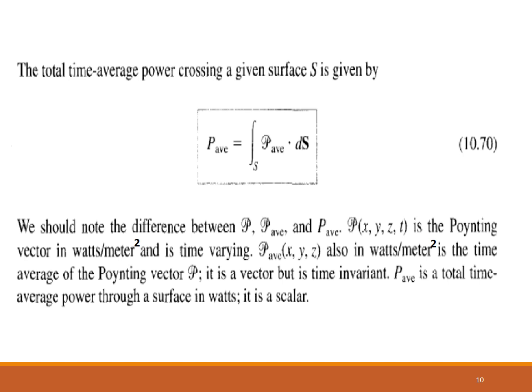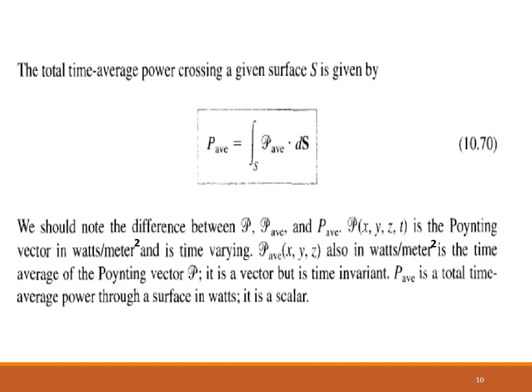P in italics of x, y, z, t is the one that we derived using the E cross H expression. That gives you the Poynting vector. It is the instantaneous Poynting vector. The unit is watts per meter square and it is time varying. The next, P average, we obtained by integrating 1 by T, integral 0 to T, P of z,t dt. That is again the Poynting vector, but it is the time average Poynting vector. The unit is watts per meter square. So it is a vector, but it is time invariant.